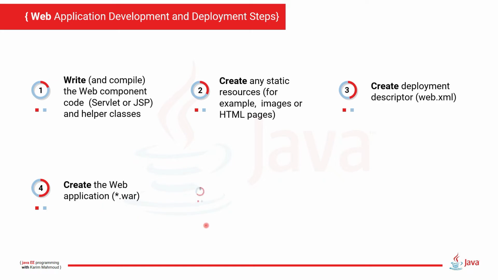After that, we'll move to the fifth step, which includes deploying the web application into the web container. Hence, we have to write Servlet, JSP, and Java code. Then design the web using HTML, JavaScript, and CSS. After that, we need to prepare the web.xml file and then export the WAR file, and then deploy the web application into the web container.